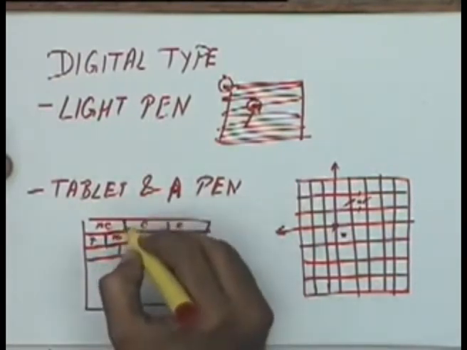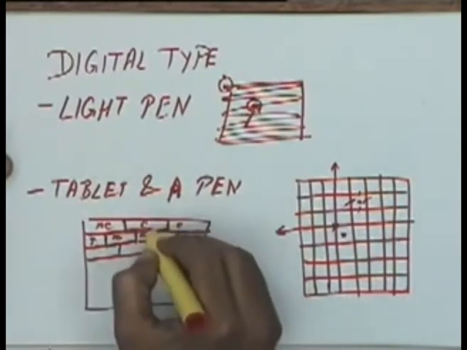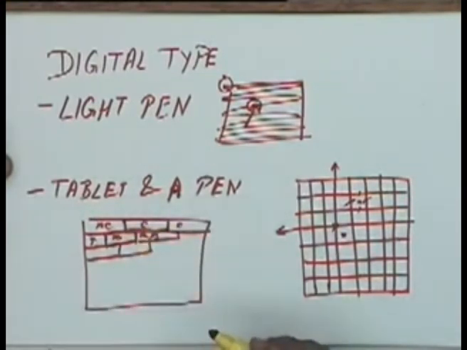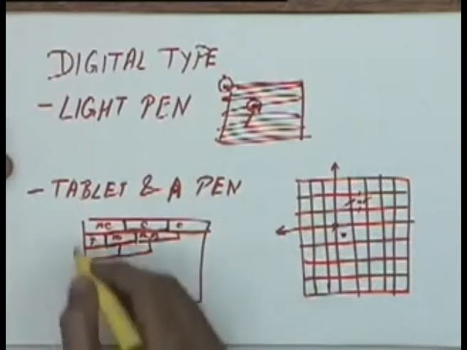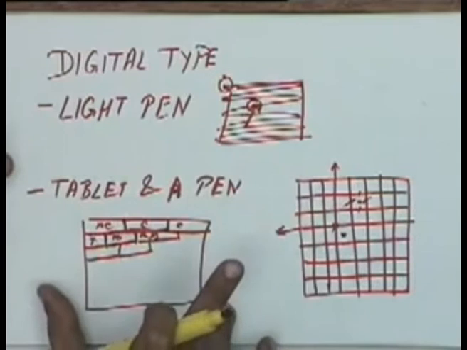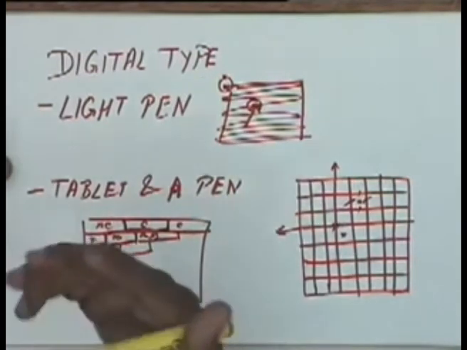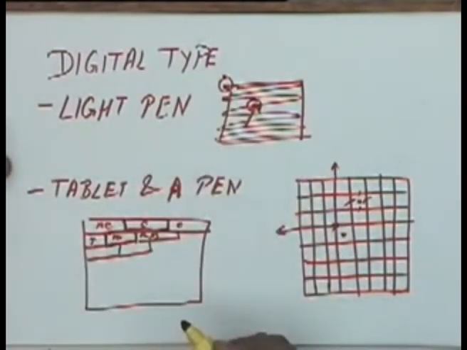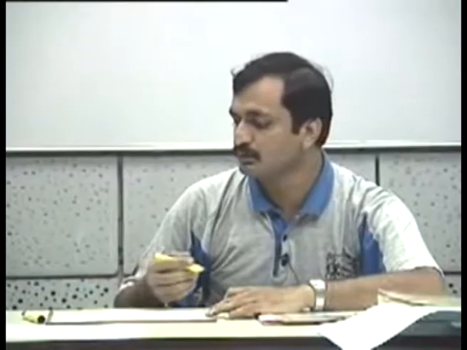Similarly, if I click my pen on this location, I am in effect giving this command. So I can use this tablet and a pen to make a menu on the tablet itself. This can be in addition to the menu on the screen. This cannot be done by most of the other devices.